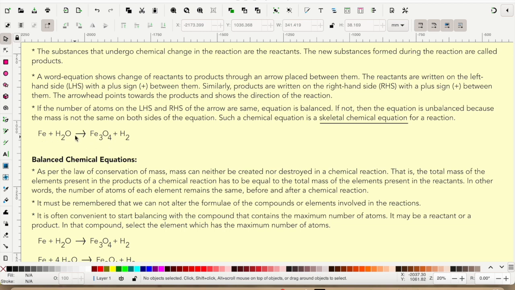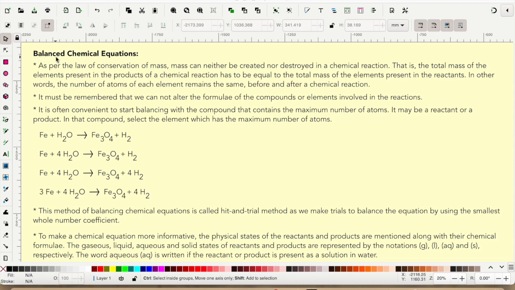The reactants are written on the left hand side with a plus sign between them. Similarly, products are written on the right hand side with a plus sign between them. The arrowhead points towards the products and shows the direction of the reaction. If the number of atoms on the left hand side and right hand side of the arrow are the same, the equation is balanced. If not, then the equation is unbalanced. An unbalanced chemical equation is also called a skeletal chemical equation for a reaction.